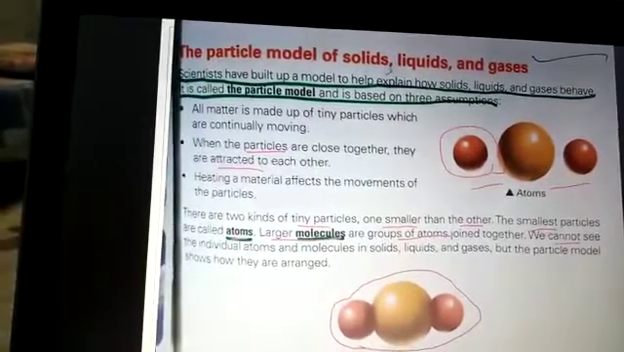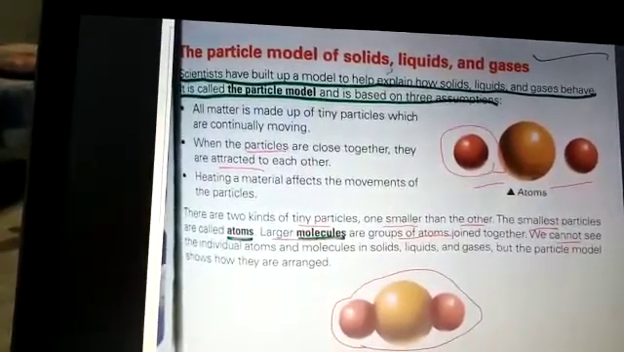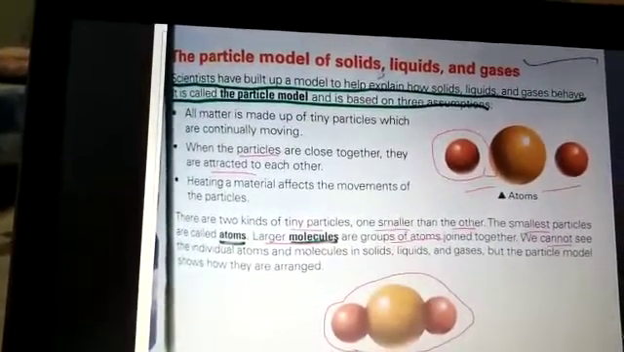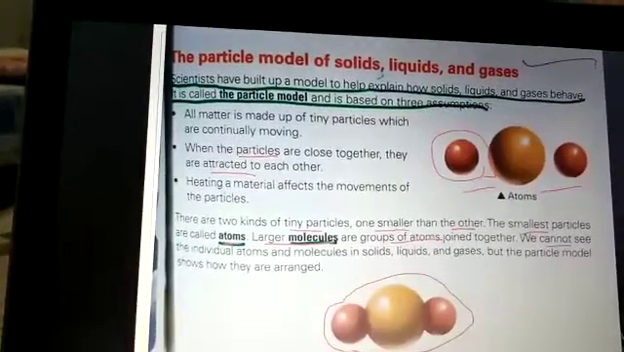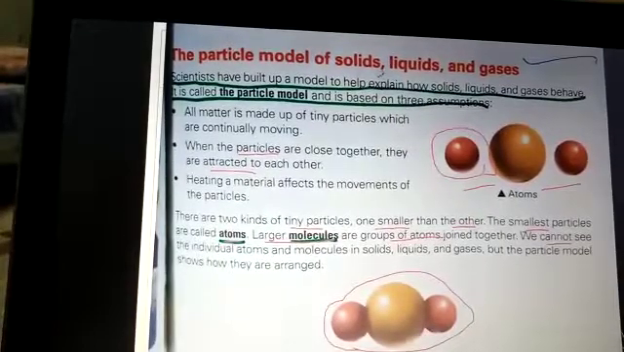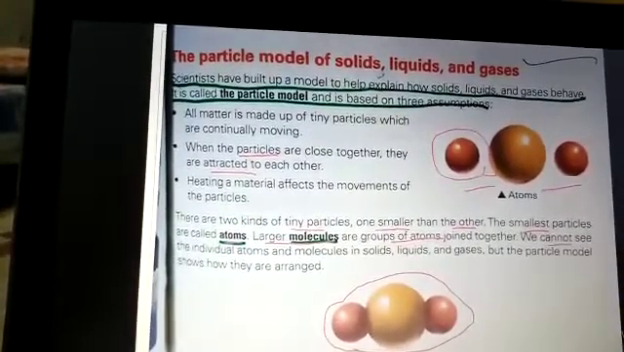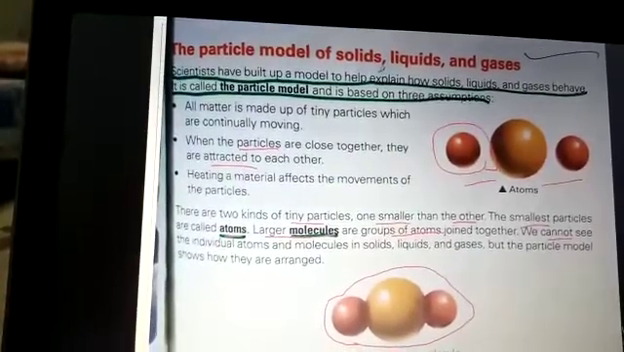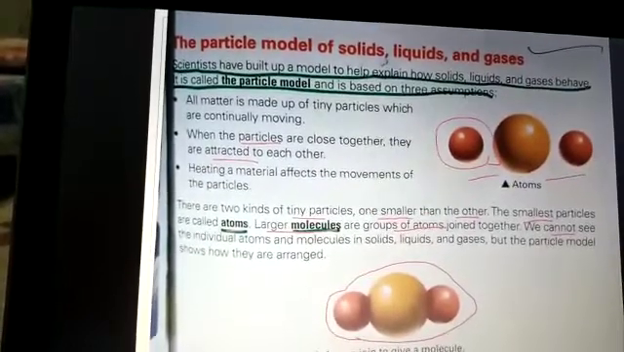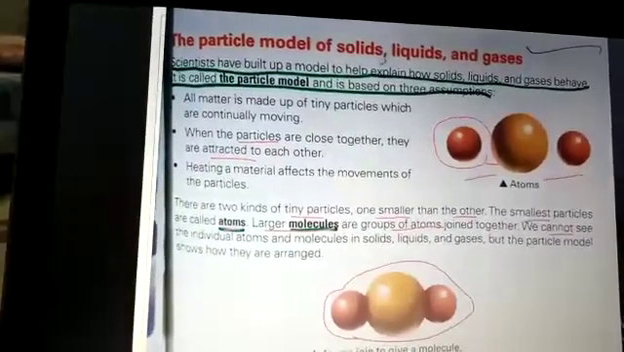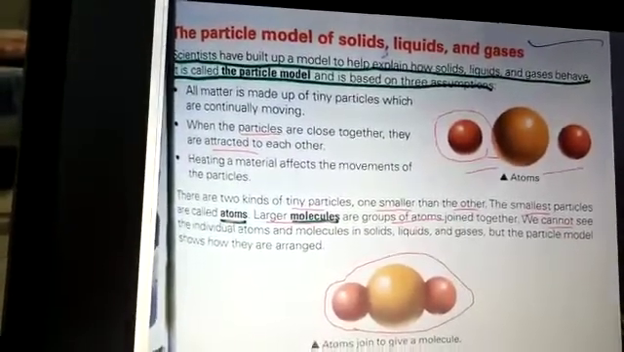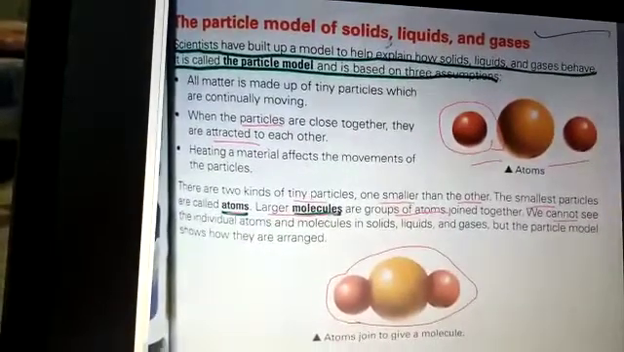All matter is made up of tiny particles which are continuously moving. Scientists say that all matter is made up of those particles which are continuously moving. When these particles are close together, they attract each other like this. This is the atoms.